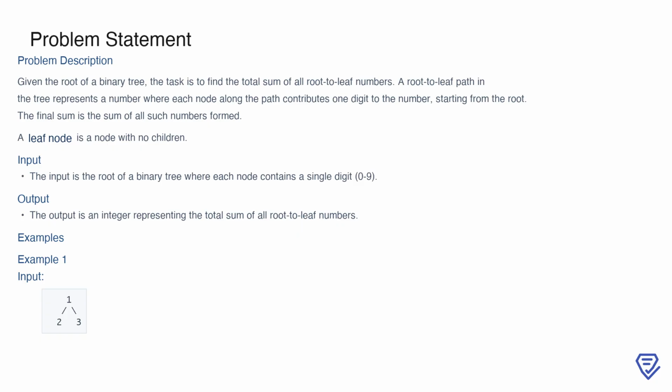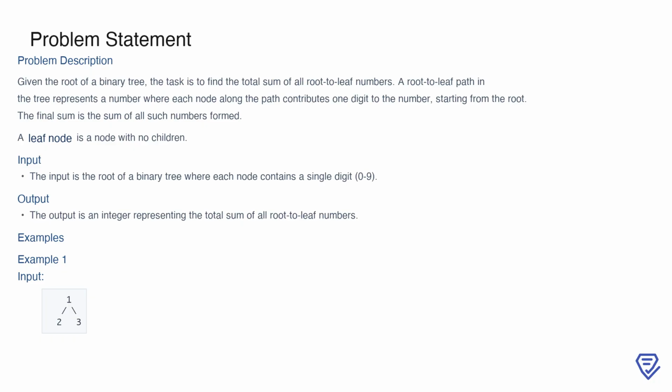In this problem, we are working with a binary tree, and the goal is to find the total sum of all root to leaf numbers. Let's break this down. A root to leaf path represents a number, where each node along the path contributes one digit to the number, starting from the root. For example, if a path in the tree is from a root node with value 1 to a leaf node with value 3, passing through a node with value 2, the number formed is 123. The task is to compute the sum of all such numbers for all root to leaf paths in the tree.